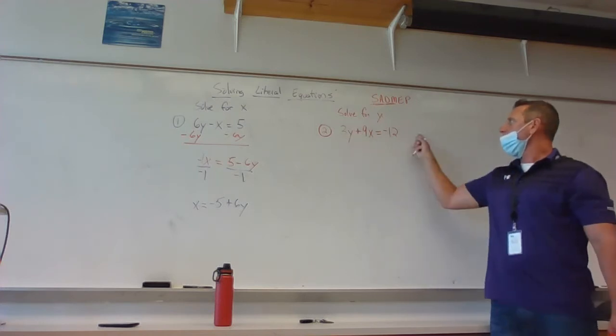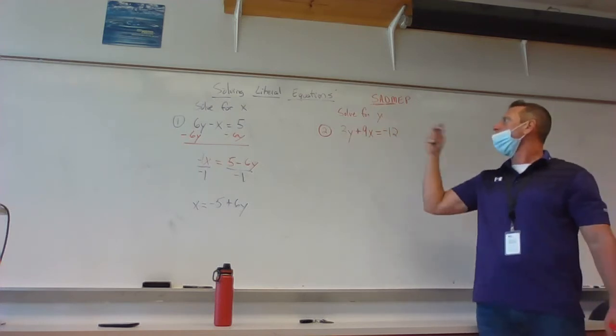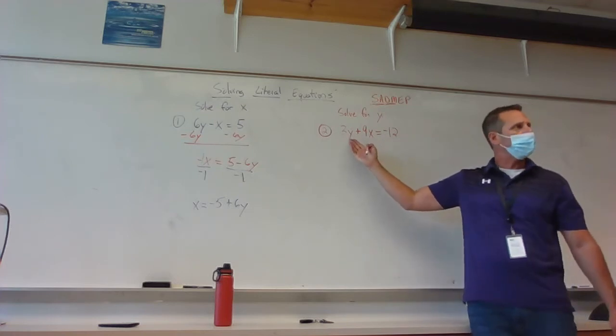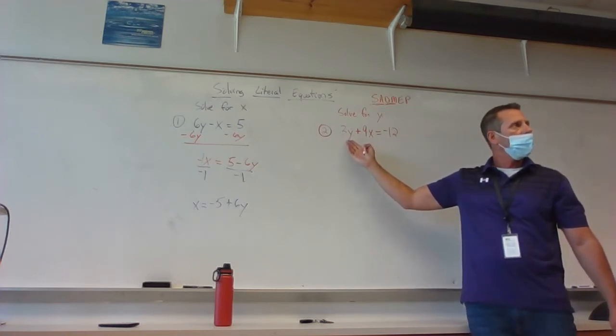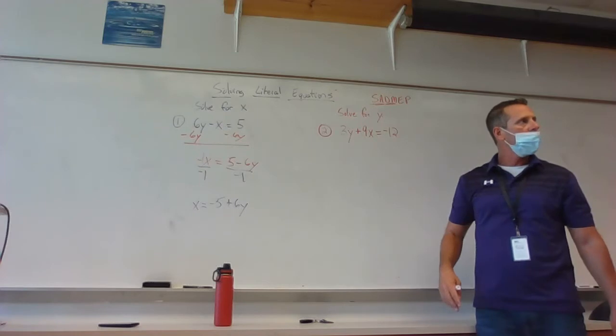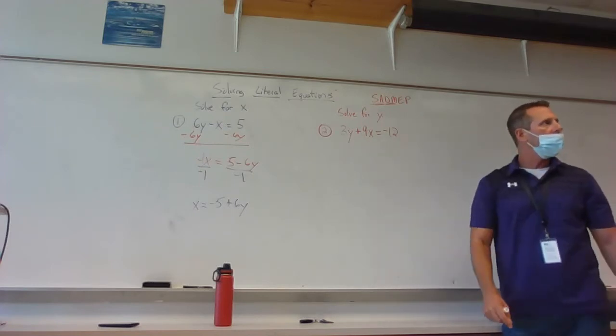If I move the 3y over here, that doesn't help me. I'm not getting the y by itself. I'm not undoing anything that's happening to the y. I want to move the other stuff out of here. How would I get this 9x out of here?